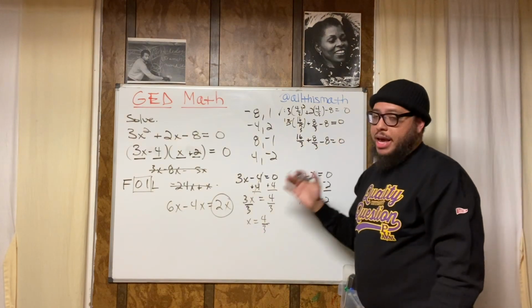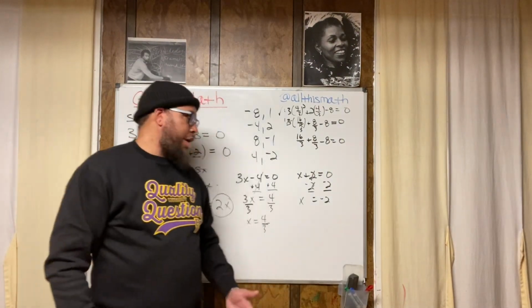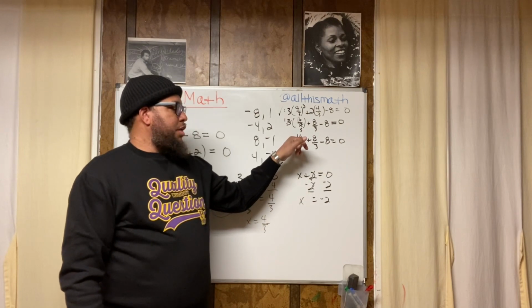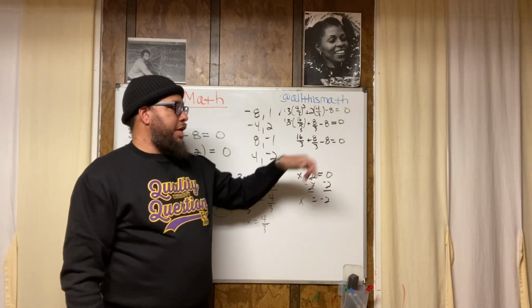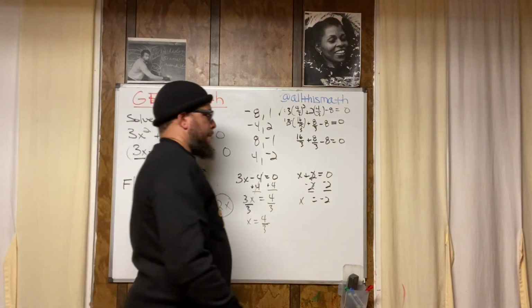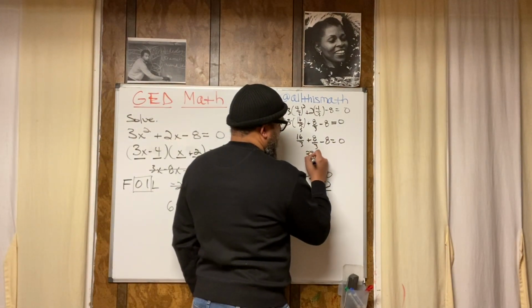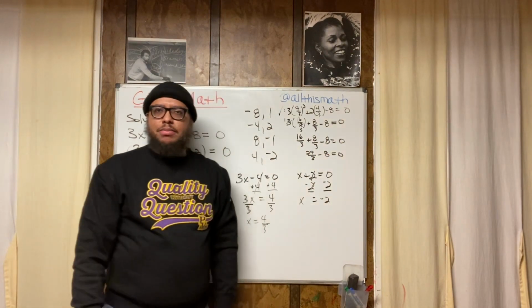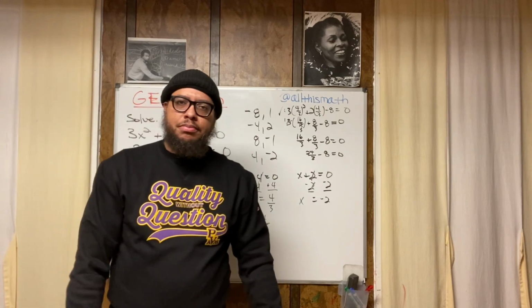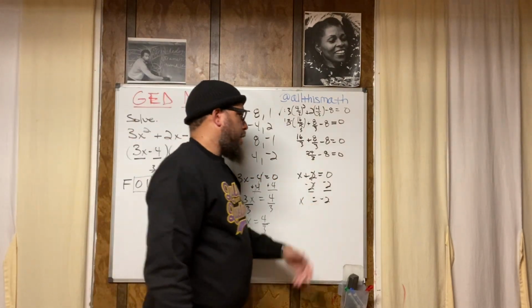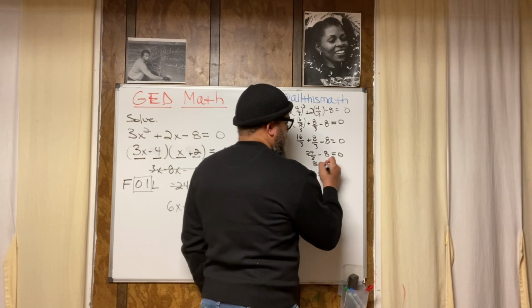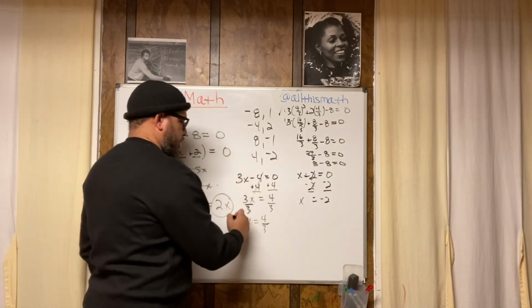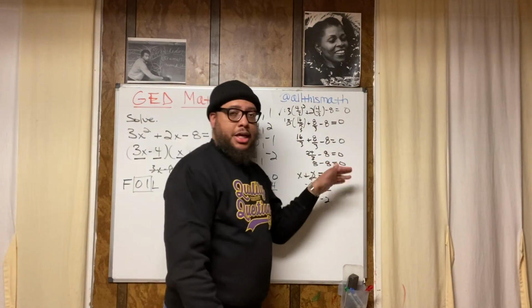Now, we got to know something about adding fractions. We got to know how to add fractions, right? You can add the fractions when the denominators are the same. So I got this many thirds plus this many thirds. I got 16 of them plus 8 of them. 16 plus 8 is 24. So that's 24 thirds minus 8 is equal to 0. Now, 24 thirds, that looks like a division problem. 24 thirds is just 24 divided by 3, right? 24 divided by 3 is 8. So I got 8 minus 8 is equal to 0. That's a true statement. So this answer is good. That's a true statement because 8 minus 8 is 0.